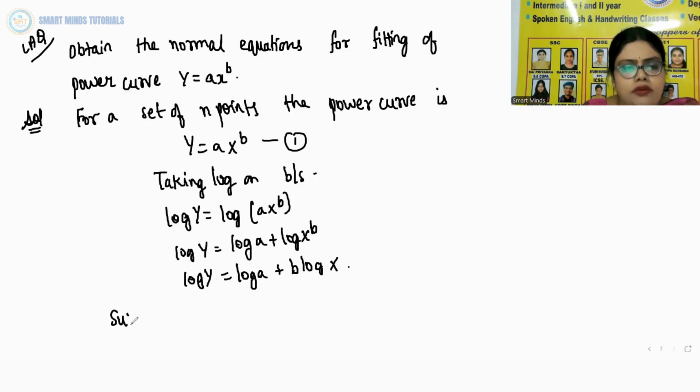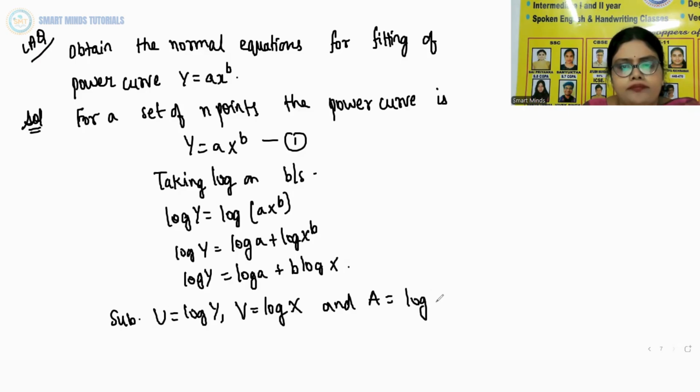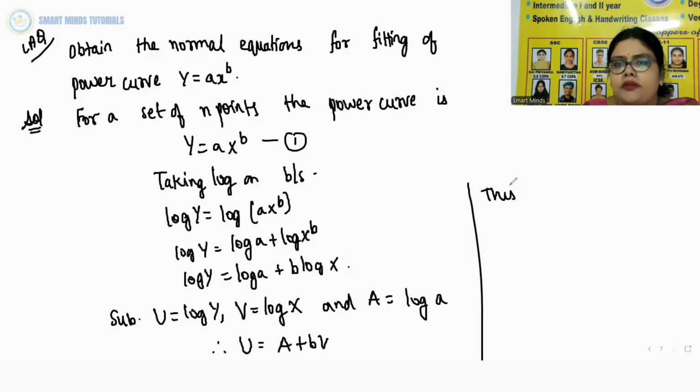Now substituting U is equal to log y, V is equal to log x, and A is equal to log a. So therefore we get U is equal to A plus bV. So this is a linear equation in U and V.